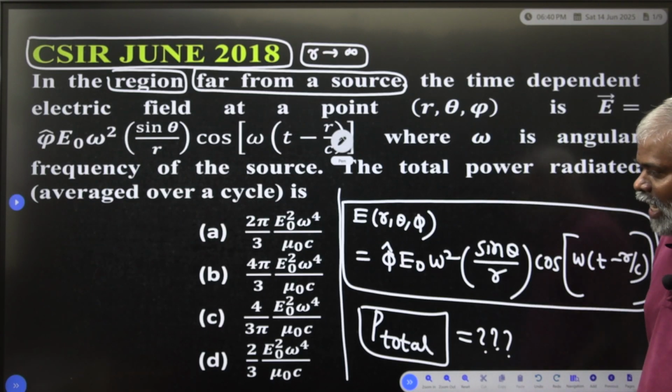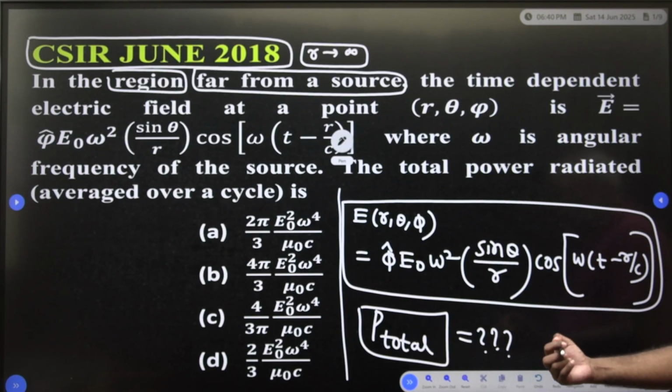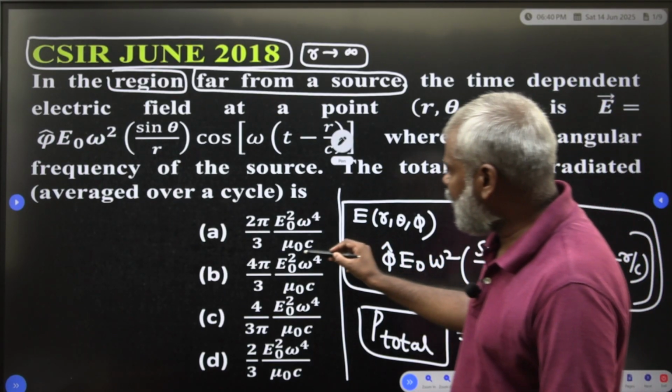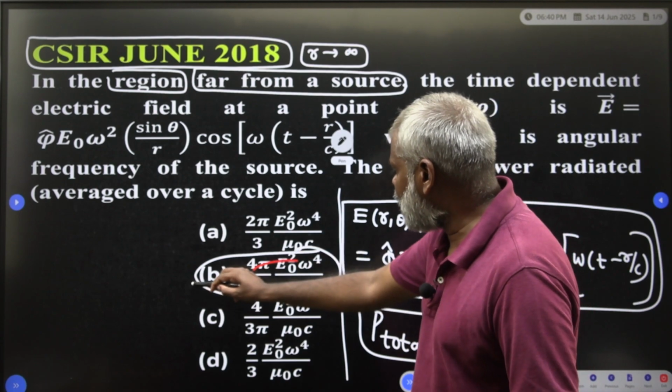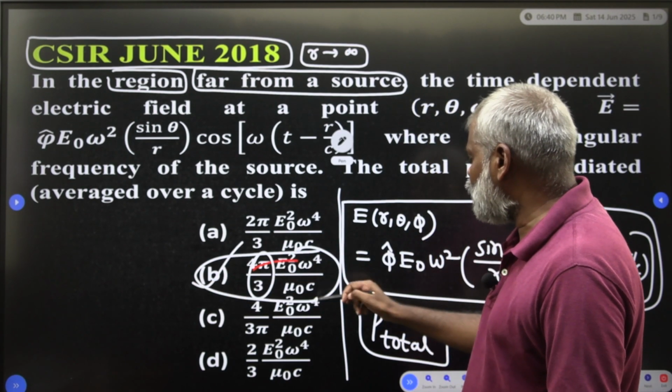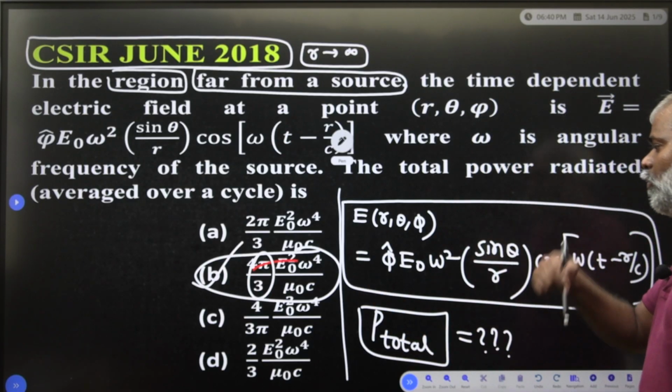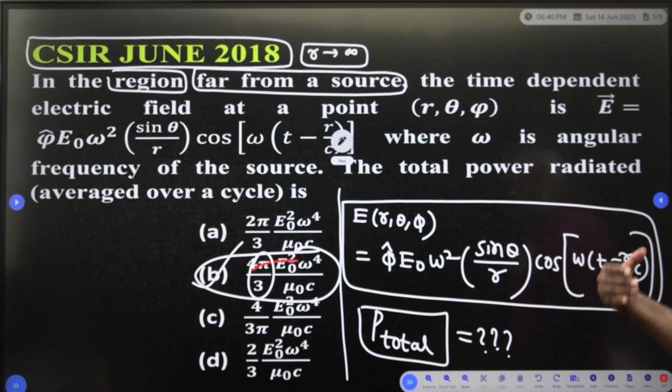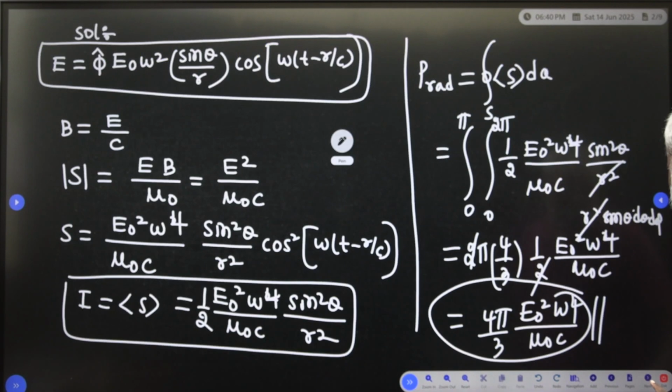Now, you have to see the answer. So, what is your answer? Once you take 4 pi by 3, option B is correct: 4 pi by 3 mu naught E naught square omega to the power of 4 divided by mu naught c. Like this we have to do in our competitive examination.